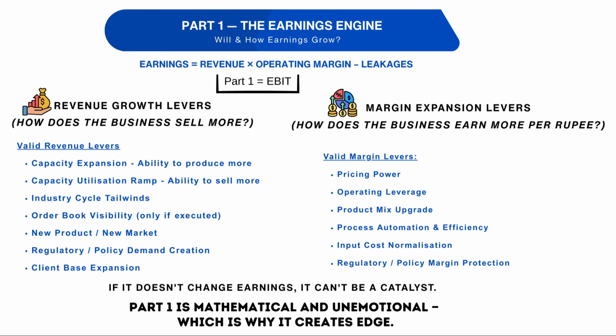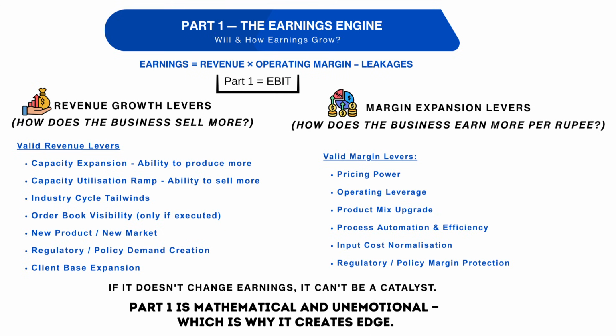Now margin expansion is again not magic; it's quite mechanical. So either the company charges more, sells better products, spreads fixed costs, cuts inefficiency, or benefits from policy protection. If you can't clearly identify which of these levers is working, margin expansion is just hope. Now that gives us EBIT, the first part of the equation.